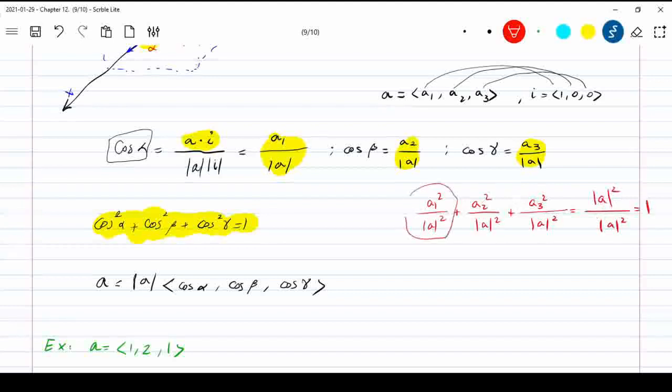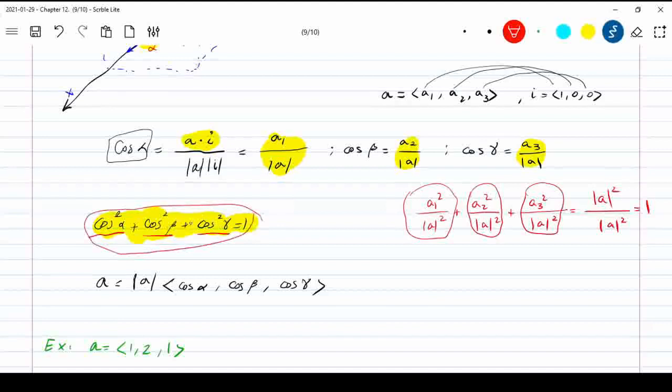This is the same as cosine alpha, that is the same as cosine beta, this is the same as cosine gamma, all squared. So you have cosine alpha squared, cosine beta squared, and cosine gamma squared. And if you add those, you'll get 1 as the summation. So if you know two of the angles, finding the third angle would be just using this property. Okay, I already highlighted it.